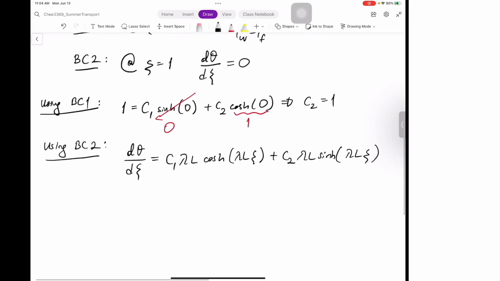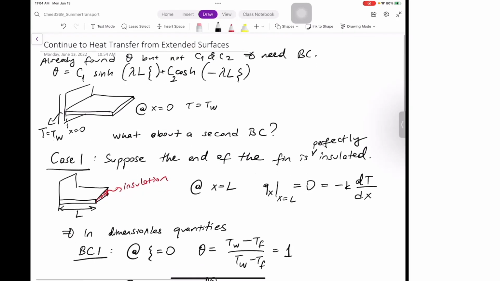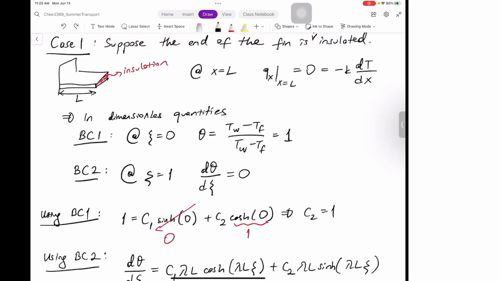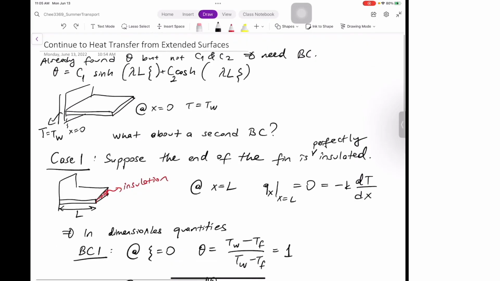Wait, shouldn't it still be minus C2? Because on the cosine hyperbolic on the top equation, there's negative lambda. Is it? Well, actually, that's a mistake because you already have the minus. Well, actually, for the cosine hyperbolic, plus and minus, it's an even function, so it doesn't matter. But I actually meant the plus there. Okay.